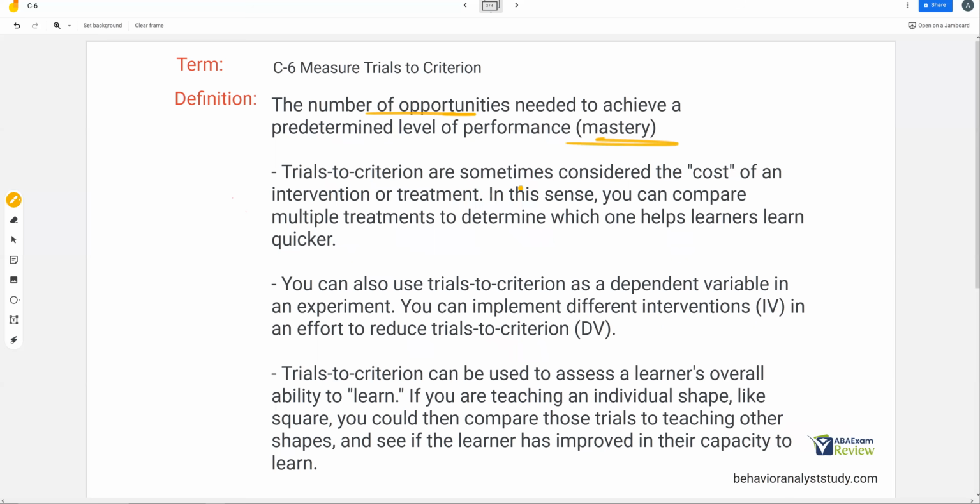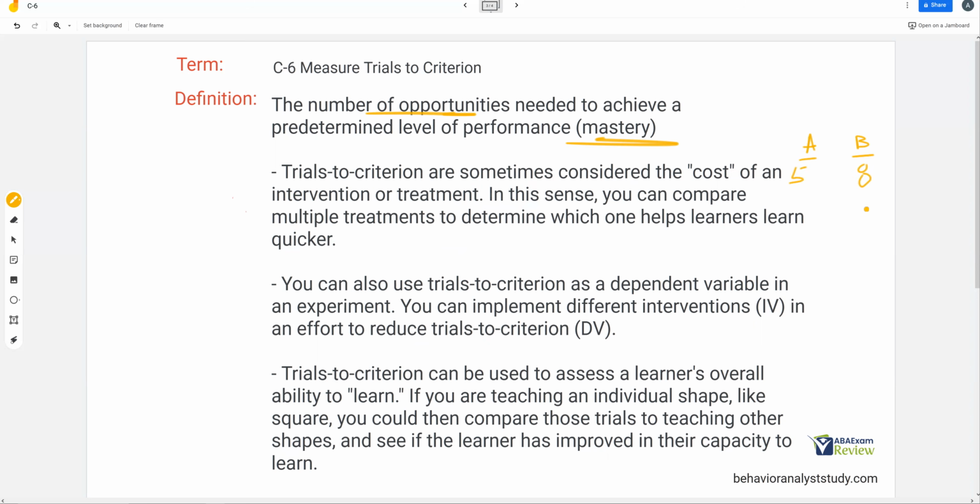Trials to criterion are sometimes considered the cost of an intervention or treatment. Now, what does that mean? What it means is if you have intervention A and you have intervention B, and you want to compare these, and our trials to criterion say it took 5 trials with A and 8 trials with B. Well, the cost of B is higher.